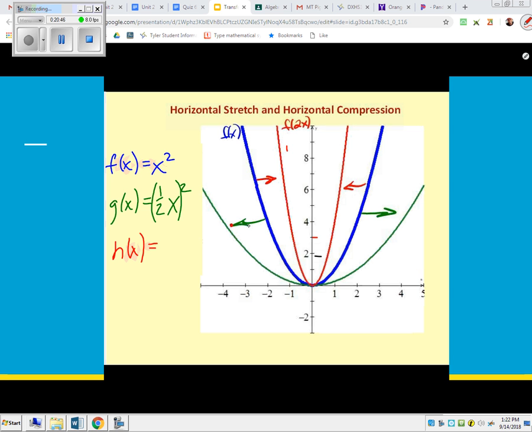H of x, I took the graph and I compressed it. I pushed it towards the axis. Let's just say by a factor of 2, like it says up here. So I still have my x squared. What do I need to put in there? Where's the 2 go? Goes in front. So it's just 2x squared. Again, I need parentheses because it's moving horizontally.